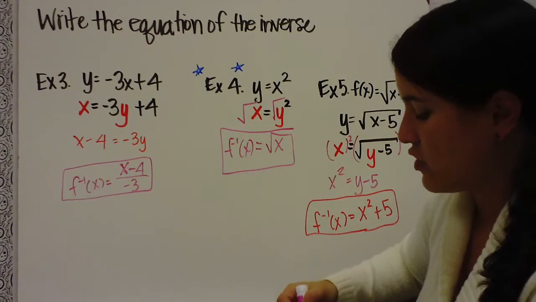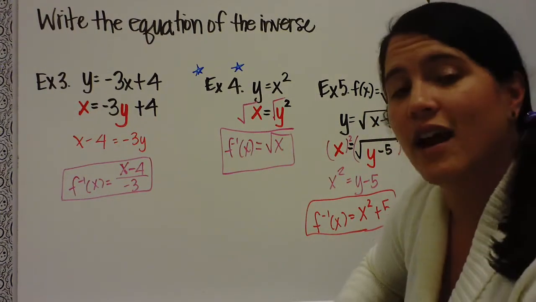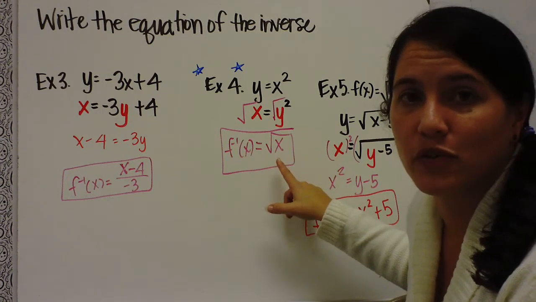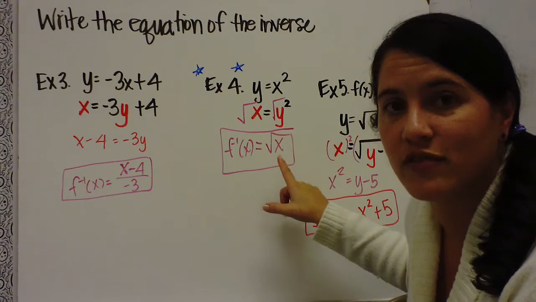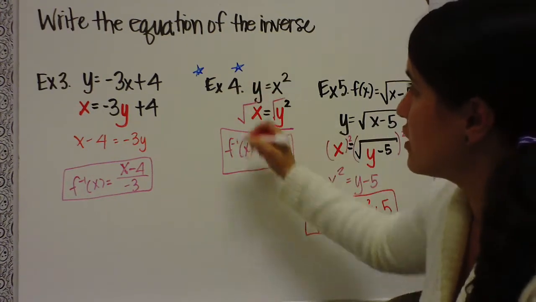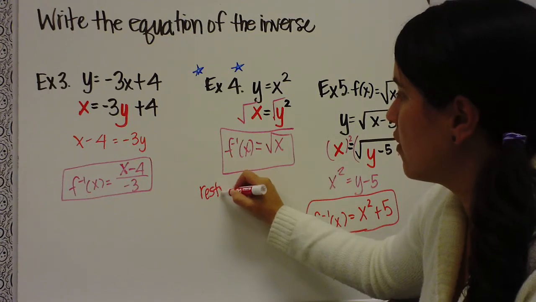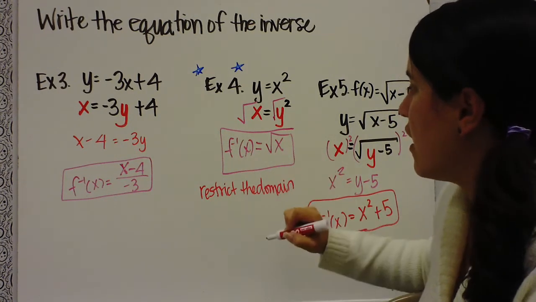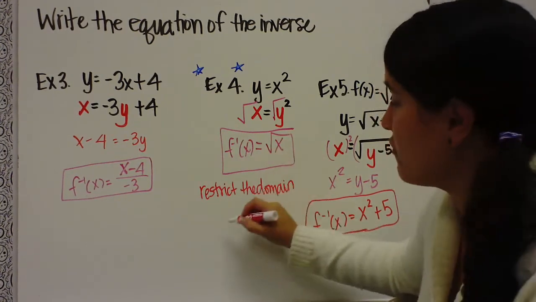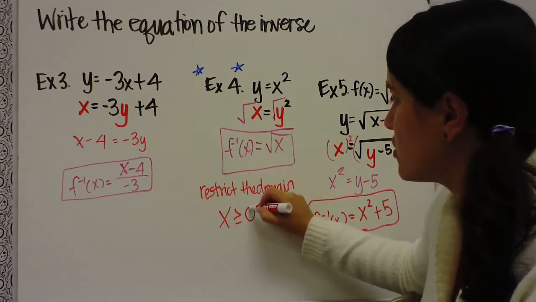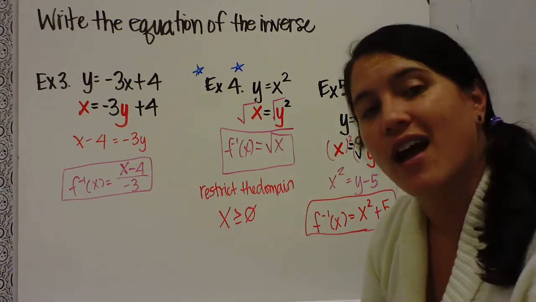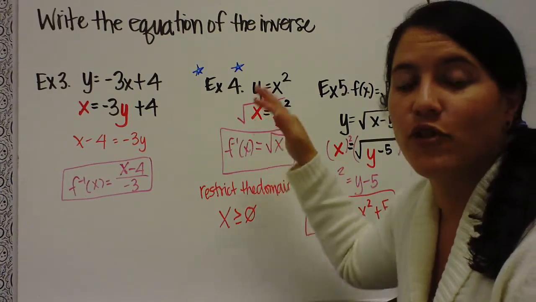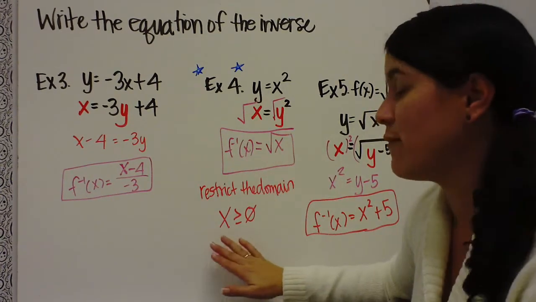The reason I have a star by this one is because what kind of numbers can we take the square root of? We can only take the square root of positive numbers. You can't take a square root of negative numbers. That gives you imaginary numbers. So when you see this, the reason I have a star is because we would have to restrict the domain. And what that means is we're only talking about positive numbers. So x would have to be greater than or equal to 0. Because if we have negative numbers under a radical, then it wouldn't work. So for this inverse to work, we would have to only have positive numbers.